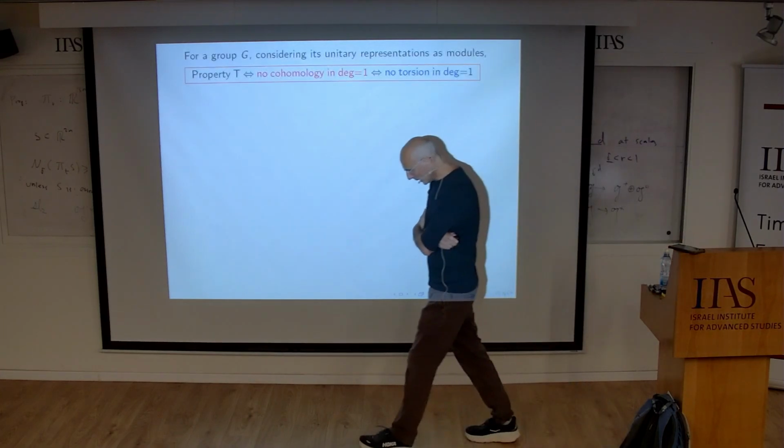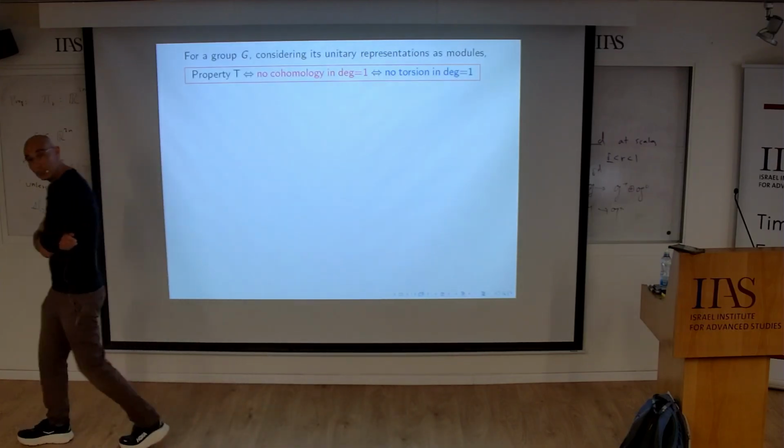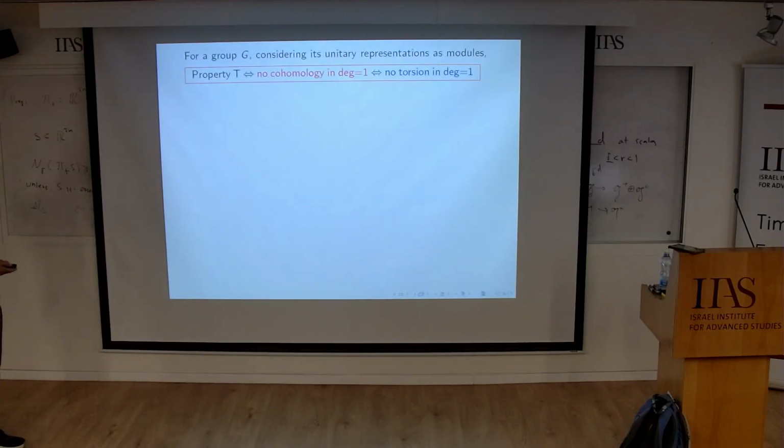But now I want to go higher and remind that property T is the vanishing of degree 1 cohomology, and also it's the vanishing of torsion, the non-Hausdorffness measurement in degree 1. So I can ask, what about higher degrees? In which degrees do we have cohomology, in which degrees do we have torsion?